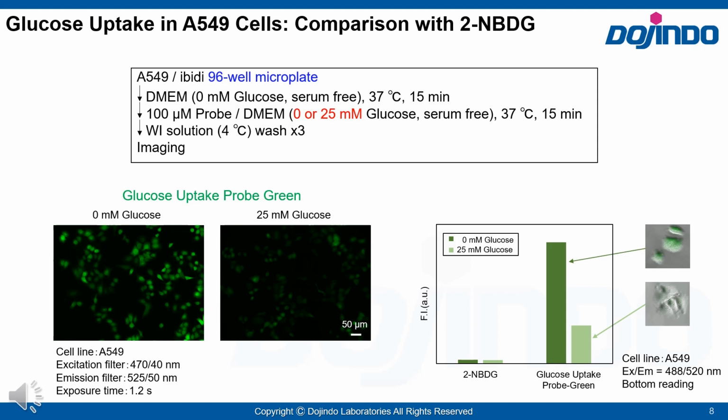The measurements were obtained via plate reader, and the data correlate with the imaging results. The strong correlation verifies that measurements can be performed using a plate reader. Additionally, it was confirmed that Glucose Uptake Probe-Green can measure glucose uptake with higher sensitivity than the existing fluorescent reagent 2-NBDG.